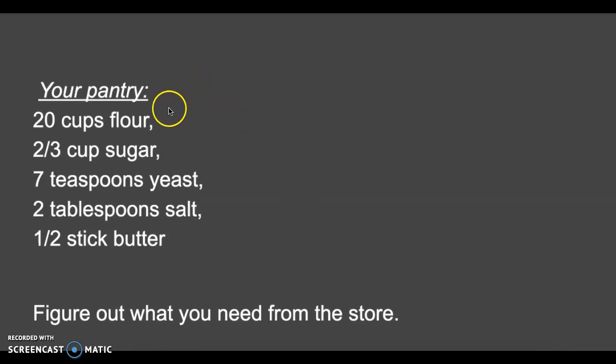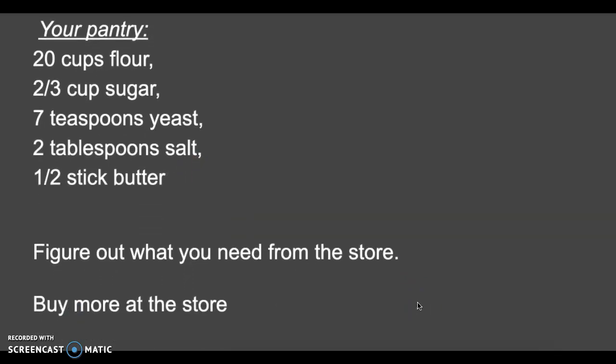Your pantry has 20 cups of flour, 2/3 of a cup of sugar, 7 teaspoons of yeast, 2 tablespoons of salt, and a 1/2 stick of butter. Figure out what you need from the store. You're going to buy more at the store.